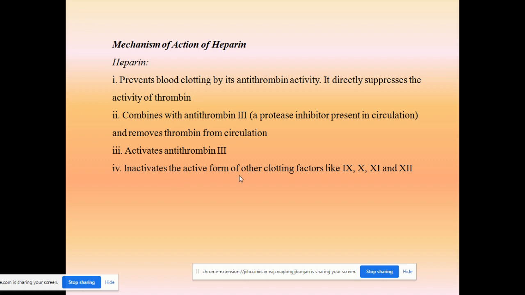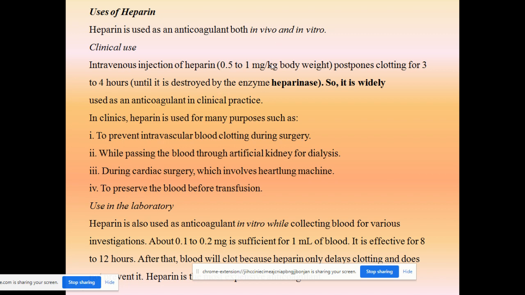Fourth, it inactivates the active form of clotting factors like 9, 10, 11 and 12. Now, use of heparin: it is used as an anticoagulant both in vitro and in vivo. So clinical use, you all know, is intravenous injection. People who have some blood clotting diseases are given heparin as an injection.